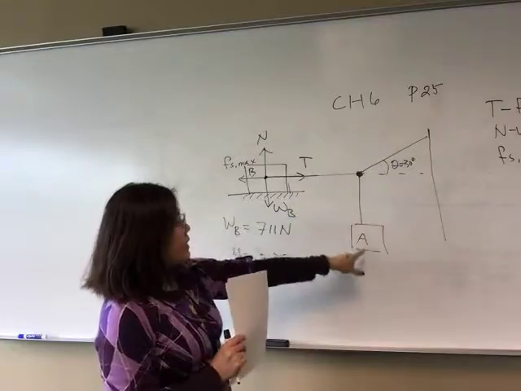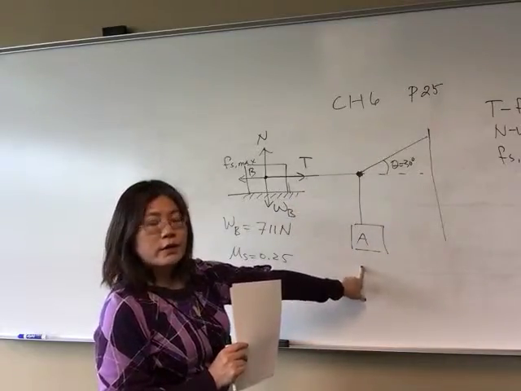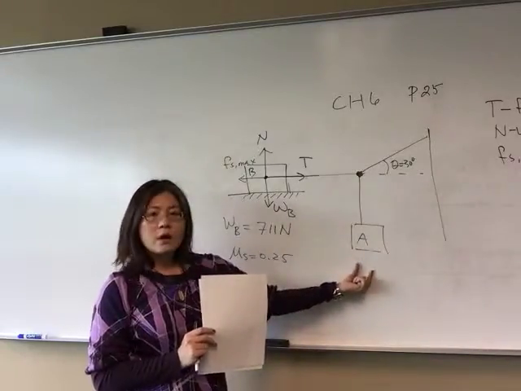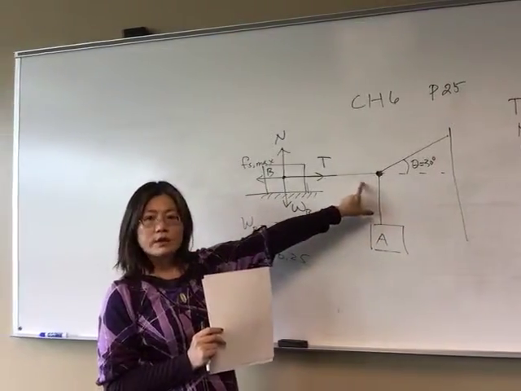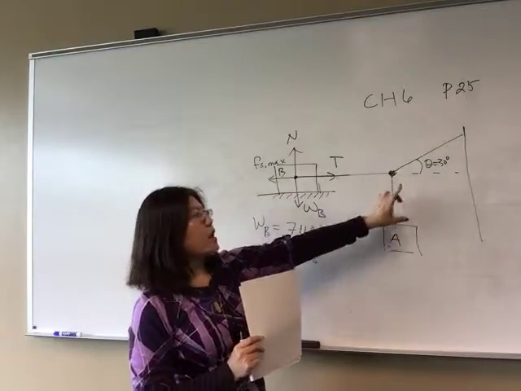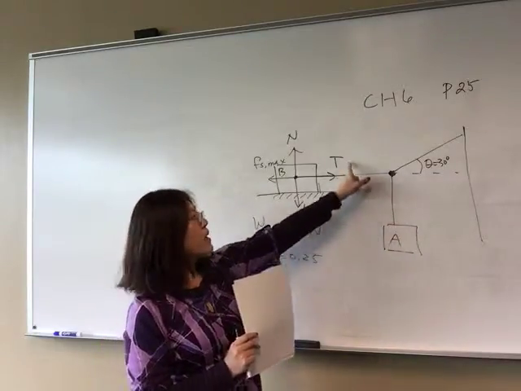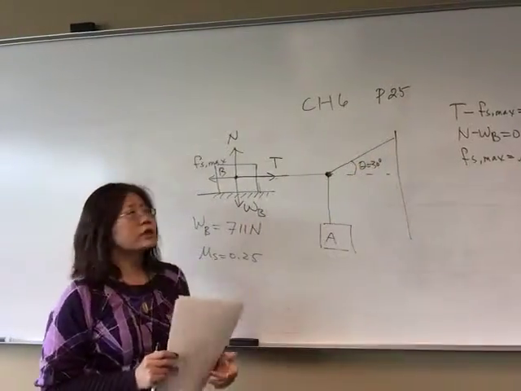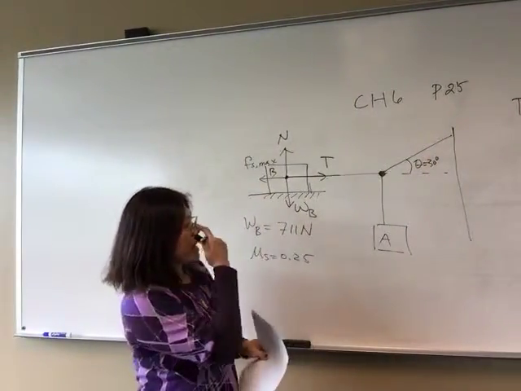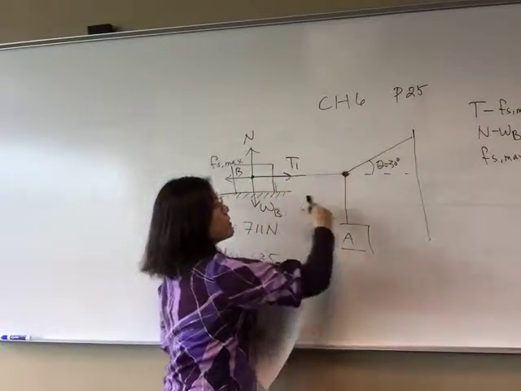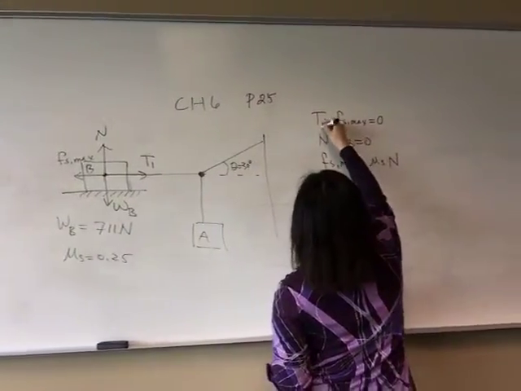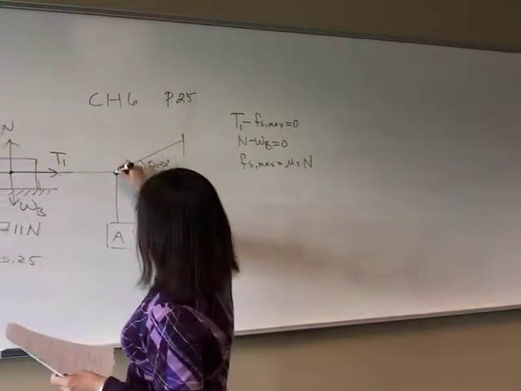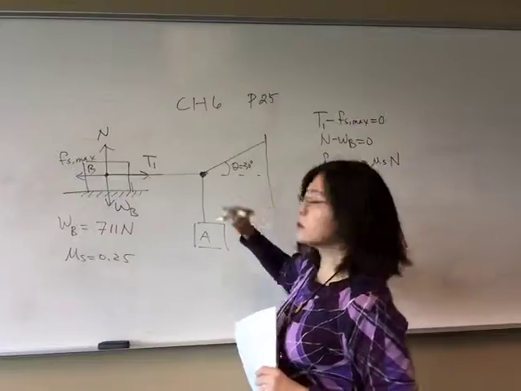How is this tension in relation to this block A? In that case, we have to draw a free body diagram, not on this object, but on this knot. Because if you look at this knot, there are three forces acting on it. One is this tension, and one is this another rope, and this is another tension. So let's say this is 1, and then you have 2 here, and 3. So let's draw a free body diagram.